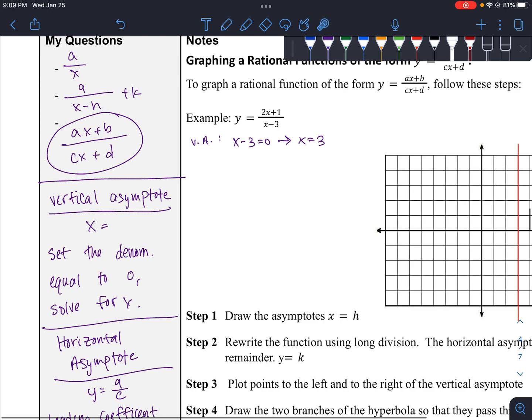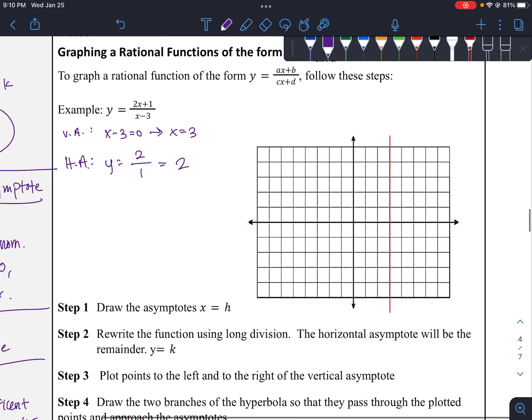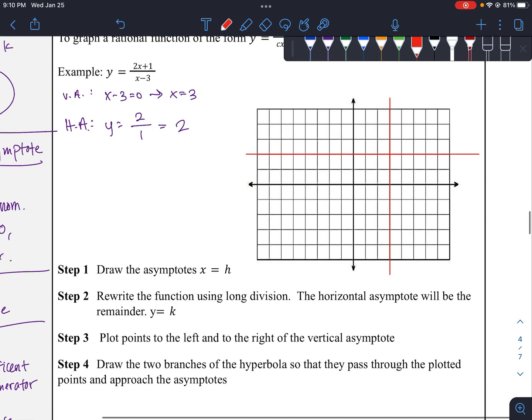So this is the form that it's in. So A is the leading coefficient in the numerator, C is the leading coefficient in the denominator. So it will have a horizontal asymptote at, the leading coefficient here is 2, and the leading coefficient in the denominator is 1. So 2 over 1, which is equal to 2. So we'd have a horizontal asymptote like right there. So those are where the two asymptotes would be.